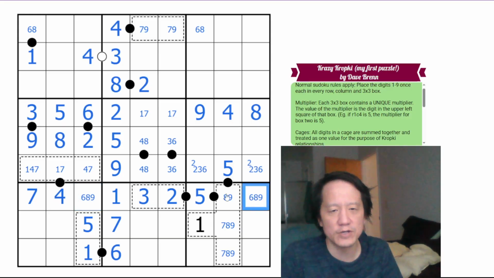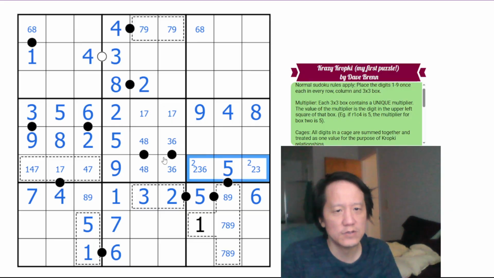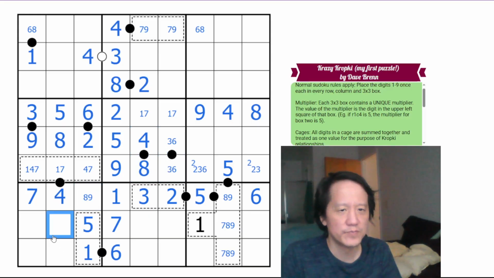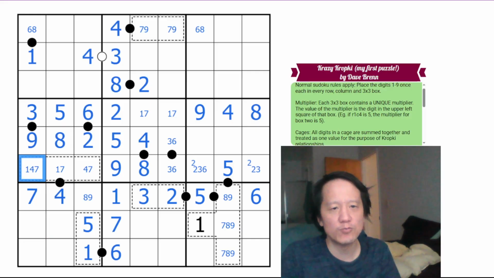This can't be 8 or 9 because of the 7, 8, 9 triplet in the box, so this is 6. This can't be 6. This is 8 or 9. That means this can't be 6 here. This 8 eliminates 8 here, so this is 4. This is 8. Don't know about these two. This can't be 1 or 7 because of the 1 or 7 in the column, so this is 4, which makes this 7, which makes this 1.